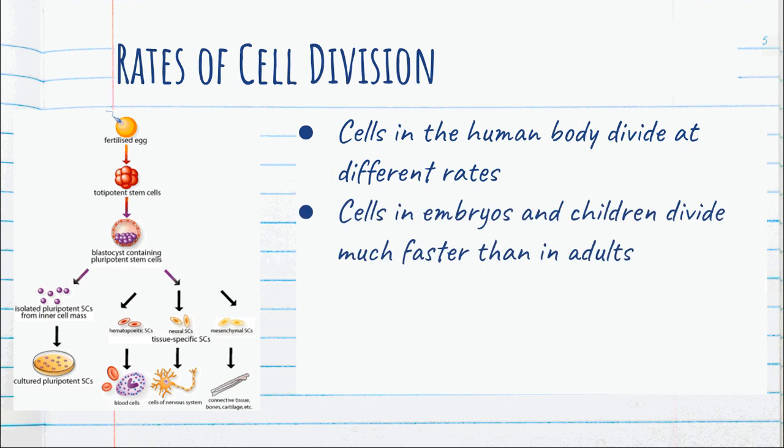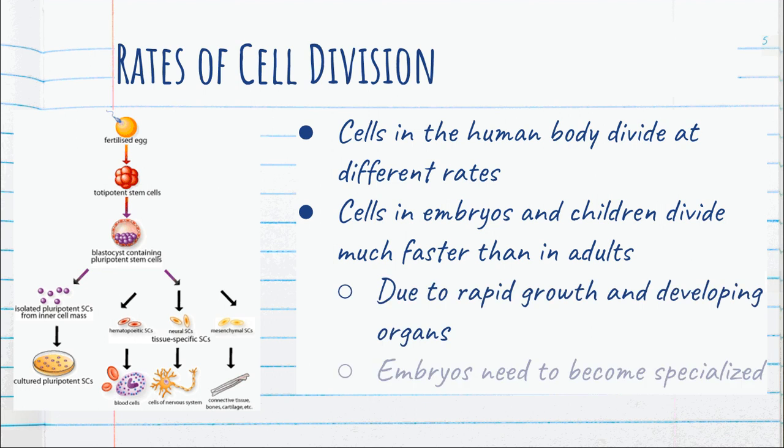So an example would be cells in embryos or young children. We're going to see that those cells tend to divide at a much faster rate. And that has to do really with organ development and a lot of growth that's happening during those times. And so we would expect that the cells would be dividing faster. Also, we know that in embryos, those cells are becoming specialized. And so that's important. So we are making cells so that they can have these really specialized functions and jobs within the body.